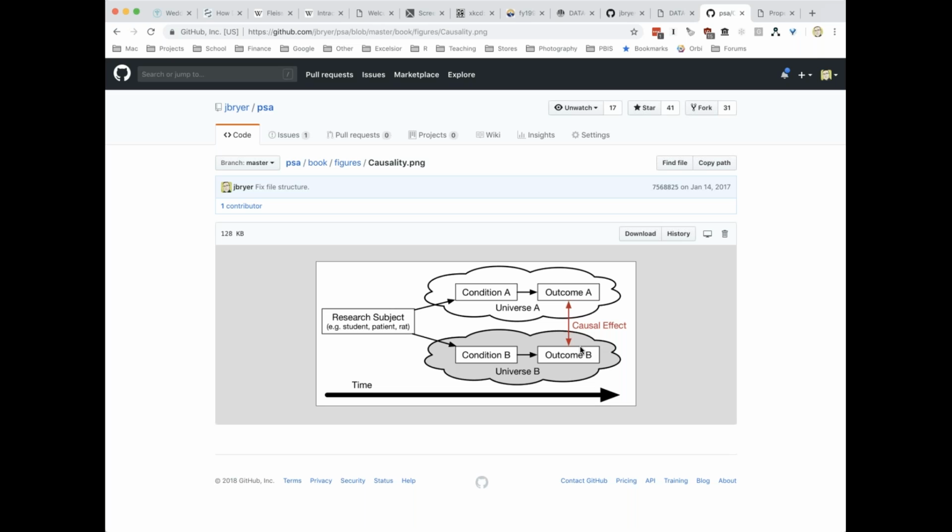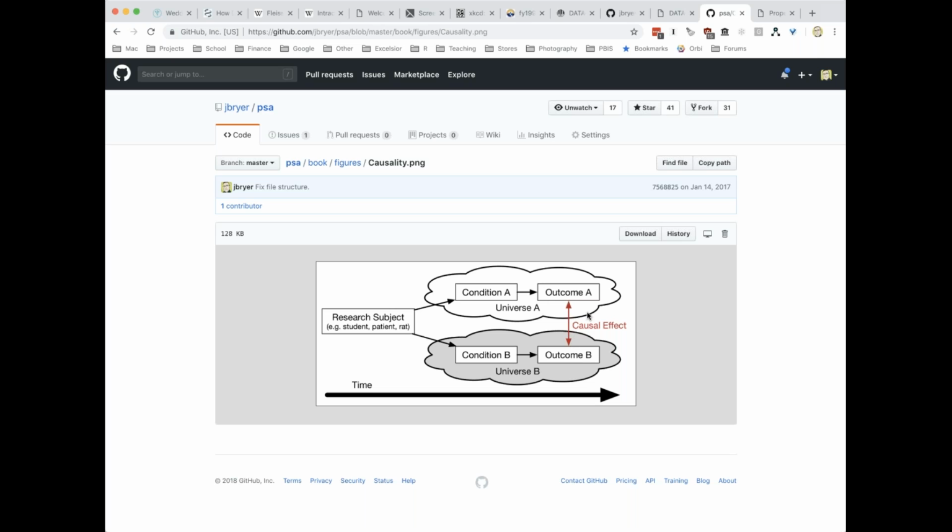Now, one of his students, Holland, in a paper from 86, kind of coined this as the fundamental problem of causality, that you could never observe this. And so when we think about what we're doing in a randomized control design, I have a lot of individuals and I'm going to flip a coin and some of them are going to go to universe A and some of them are going to go to universe B. We can't actually measure the difference between each individual, but if we have a large enough sample, we get there, right? So if you can imagine that.